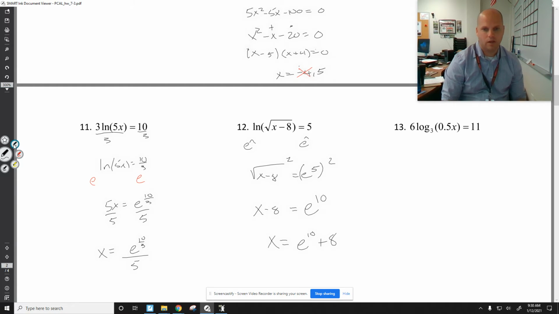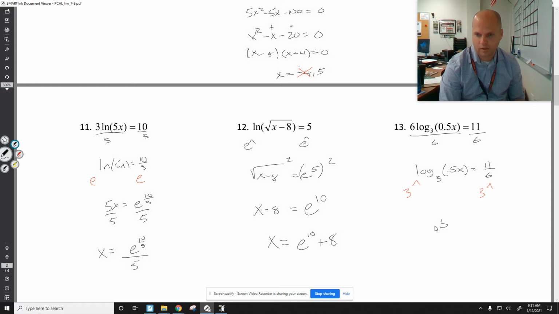Let's do 13. And remember this fact because we're going to use this for those next 4 problems. I got this 6 outside the log. I got this stuff inside the log. Get rid of the stuff outside the log first. It simplifies to log base 3 of 0.5x equals 11/6. Let's get rid of this 3. Log base 3, the inverse would be 3 to the power. 3 to the power of both sides gets rid of this log base 3. I get 0.5x equals 3 to the 11/6, whatever that is.